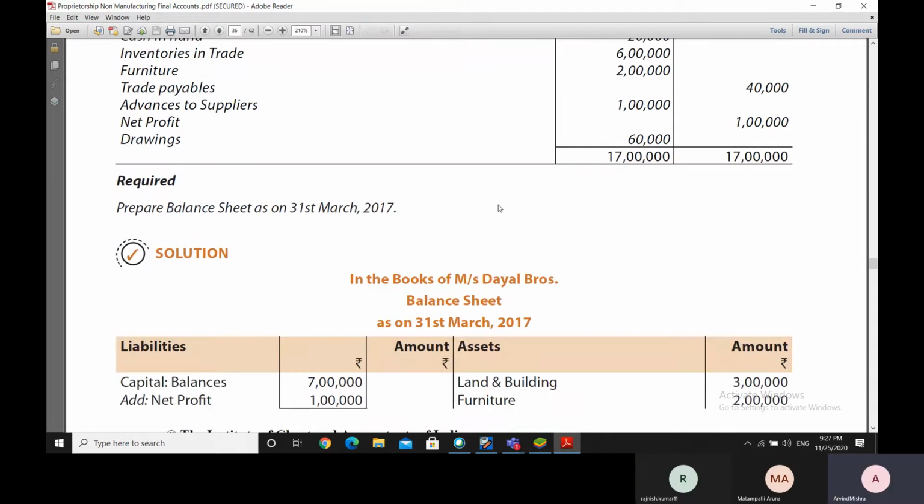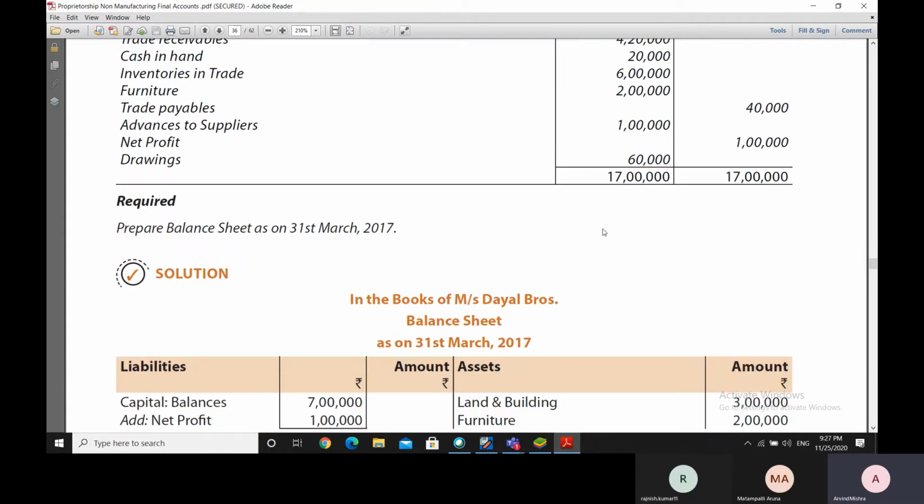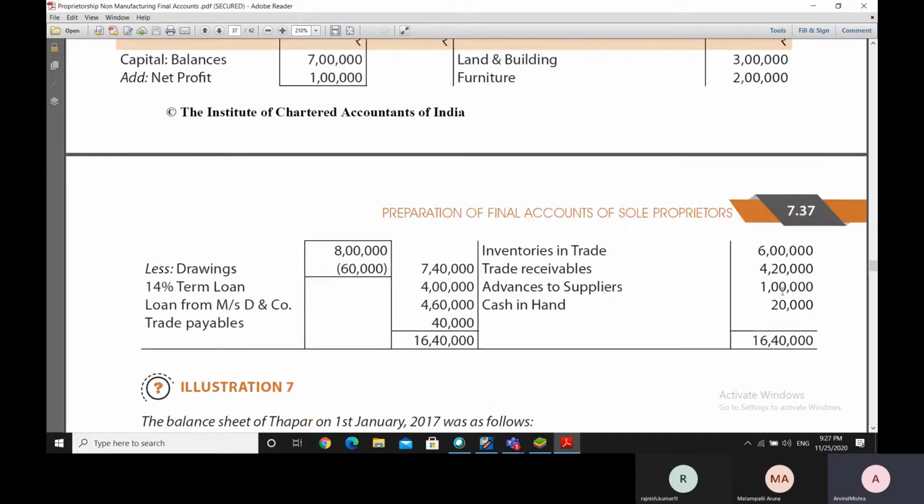Just like net profit has to be added to the capital, and the drawings have to be subtracted from the capital. The advance which is paid to the suppliers is also going to be an asset for us, because we are going to get it back, or that person is a debtor. So all these entries will find a place on the asset side.